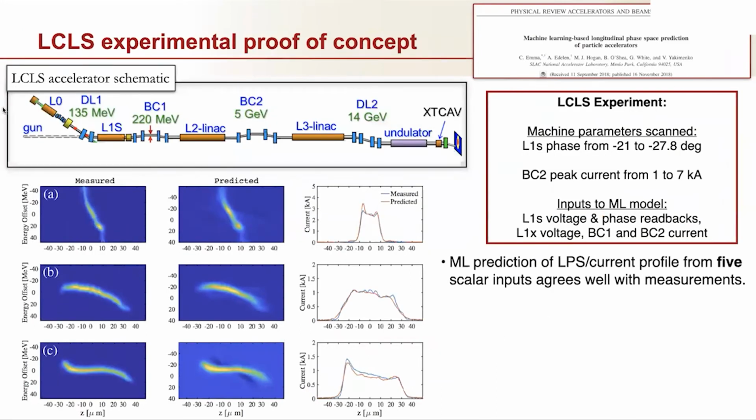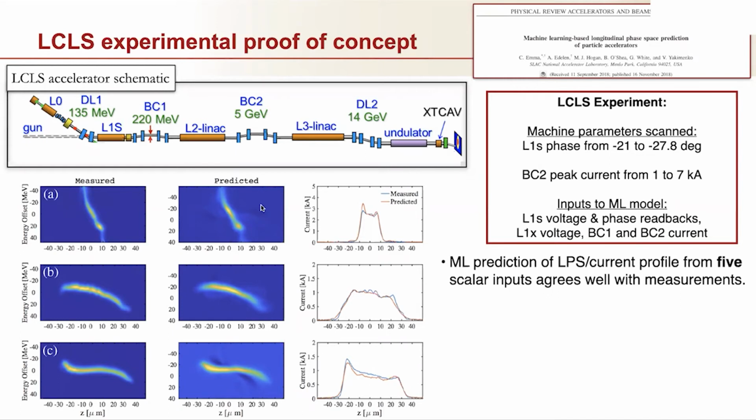So moving on to actual experimental studies of this kind of work, we did essentially a repeat of the experiment that I just described for FACET-II. Instead of doing it in simulation, we just took some beam time right before the shutdown of LCLS a couple years ago. And we essentially, as I said, just repeated this kind of study where we scanned two machine parameters here, and we generated a lot of different longitudinal phase spaces.